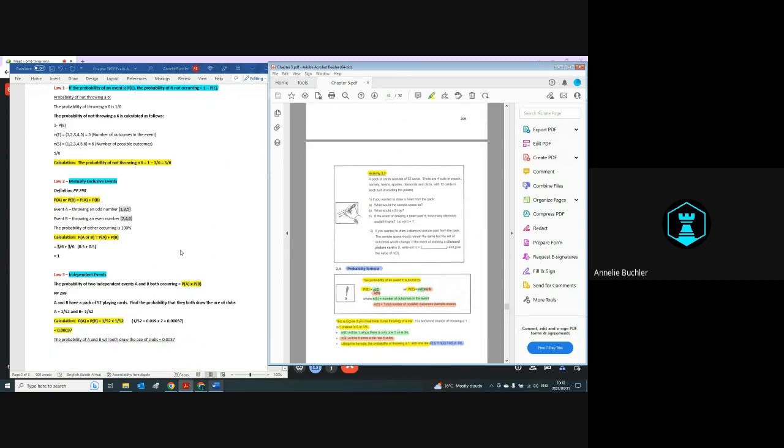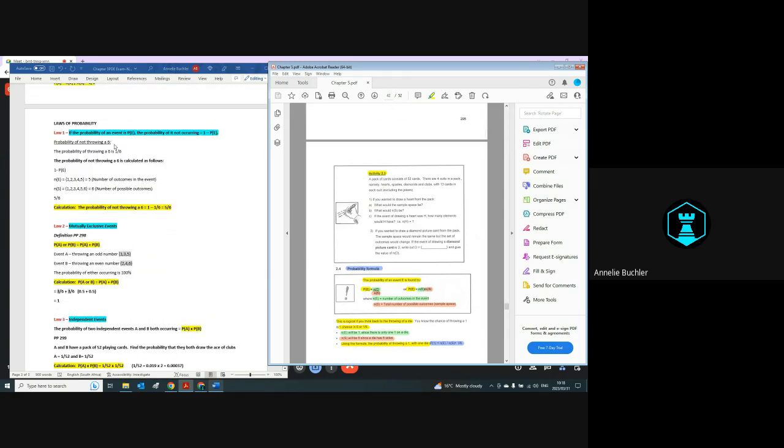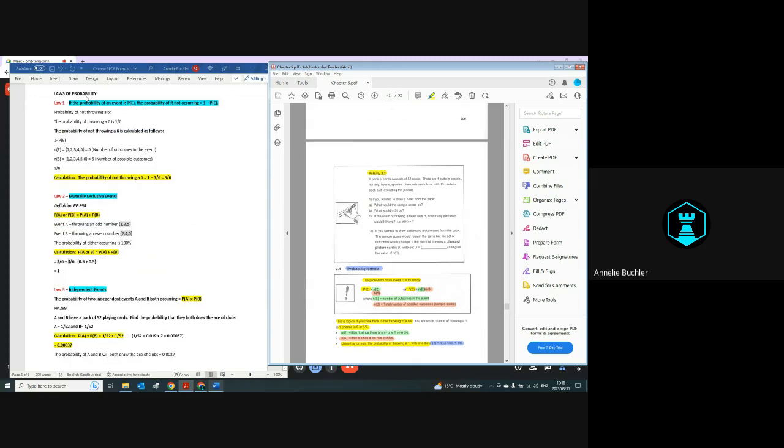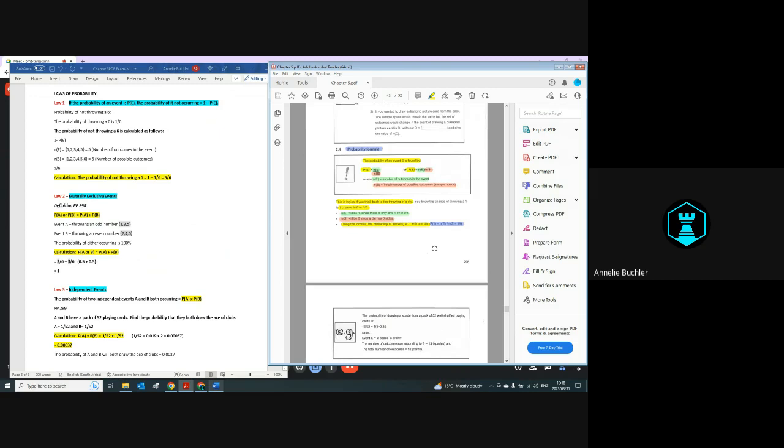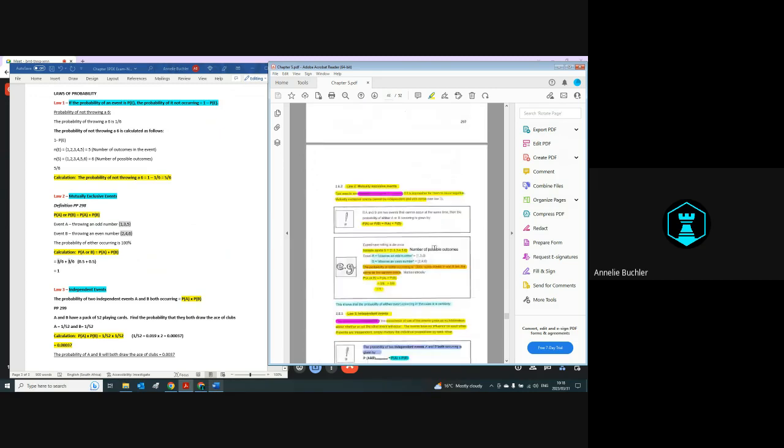Okay. Law 2 is mutually exclusive events. I think what they might ask you is what are the laws of probability, and then you have the laws over there. Mutually exclusive events. The definition is on page 298. We're going to move to 298. Two events. I did discuss this in the previous training session.